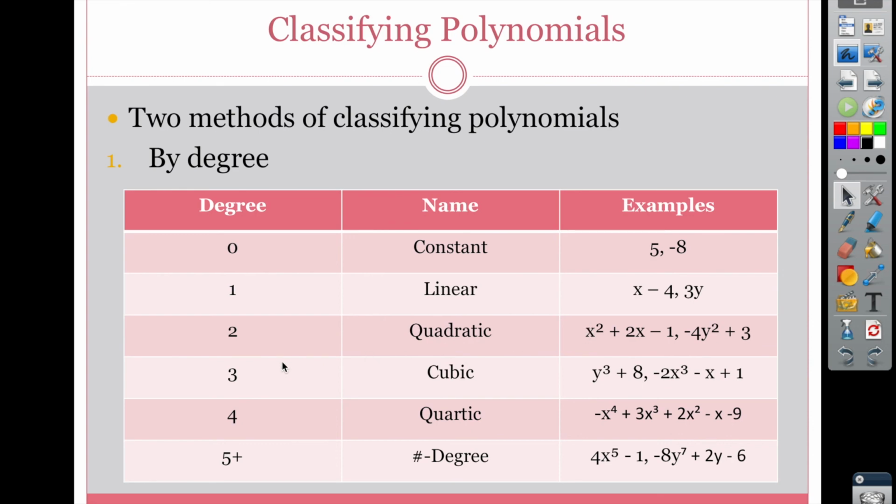It is a variable raised to the second power. If it's to the 3rd degree, it is cubic. It is a variable raised to the 3rd power. If it is to the 4th degree, it is quartic. It is a variable raised to the 4th power. If it's 5 plus degree, the name is the number and degree, and it is raised to that power.